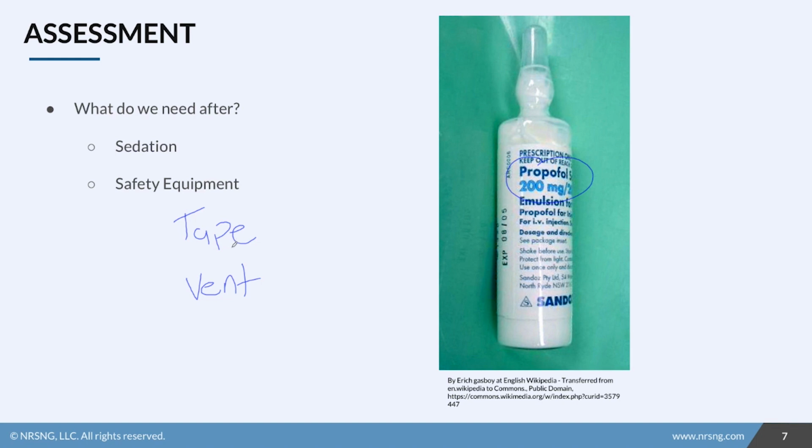Depending on the patient's level of sedation, you might want to consider wrist restraints here. And that's just basically to prevent them from reaching up and pulling the tube out. Now, of course, please check with your facility's protocols on this one.